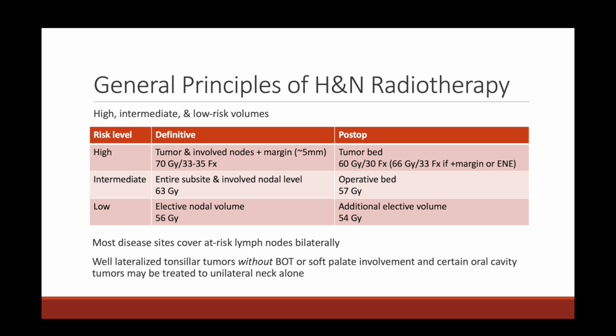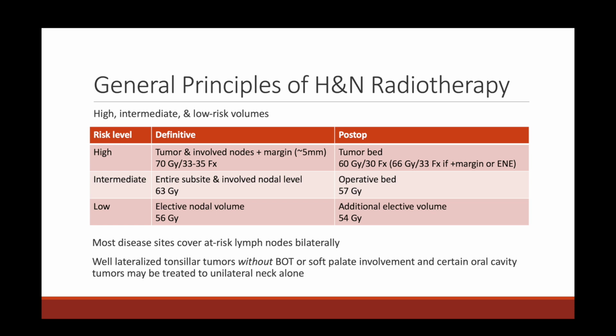So let's look at definitive radiation and pretend we're treating, say, an oropharyngeal cancer with definitive radiotherapy. And let's talk about the high, intermediate, and low dose levels and what they would be. So let's say that a patient has a base of tongue primary and they have a level 2 lymph node that's involved. The high risk volume would include the tumor as well as any involved nodes. So if they have a base of tongue primary that's on the right side, we would contour that tumor. And if they have a right level 2 lymph node, we would contour that lymph node as well.